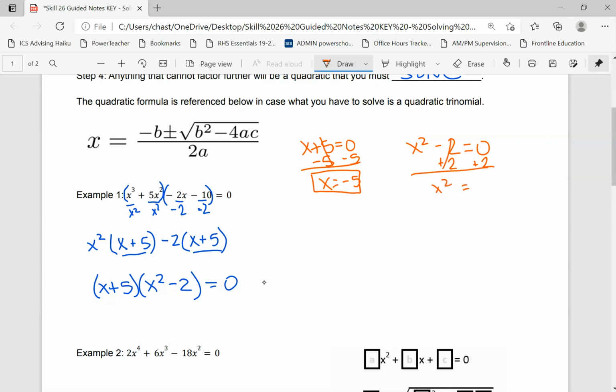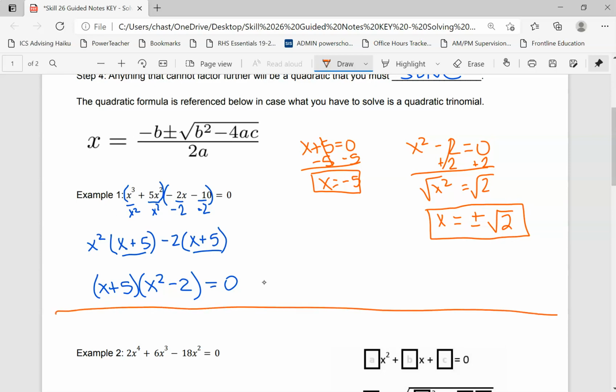Okay, so x squared equals, whoops, jumping ahead of myself. X squared equals 2. We take the square root of both sides, and when we do that, just remember to do the positive and negative root, so plus or minus square root of 2. So our solutions are negative 5 and then plus or minus square root of 2. Okay? So this was a nice one, didn't need the quadratic formula for it.